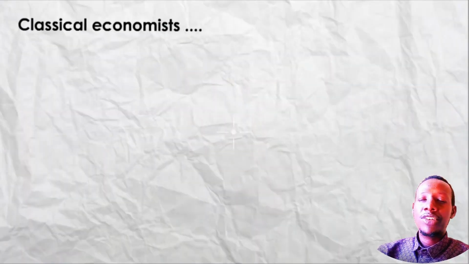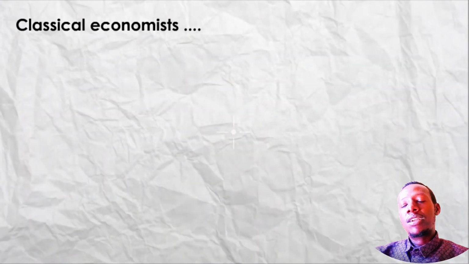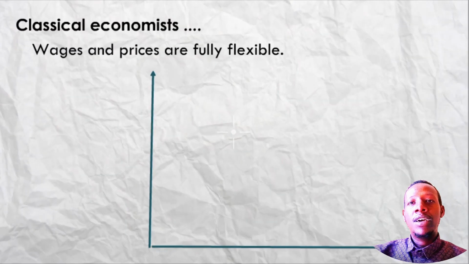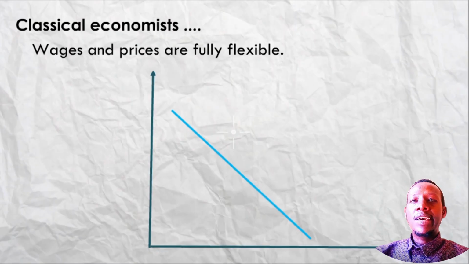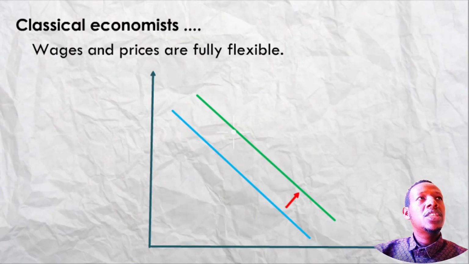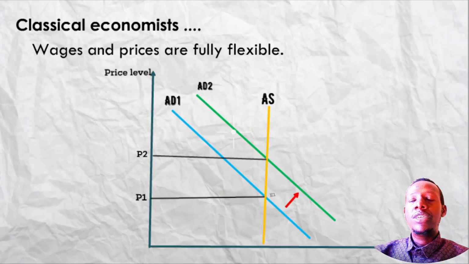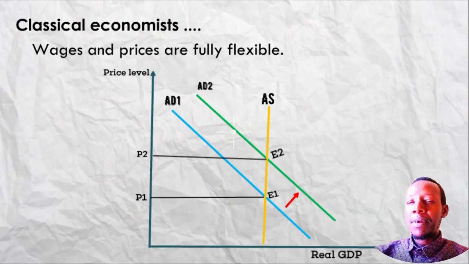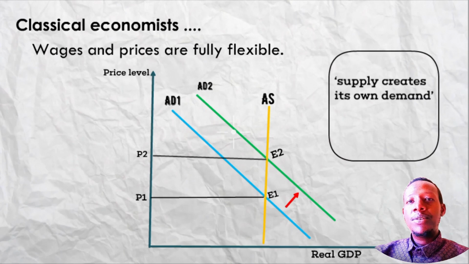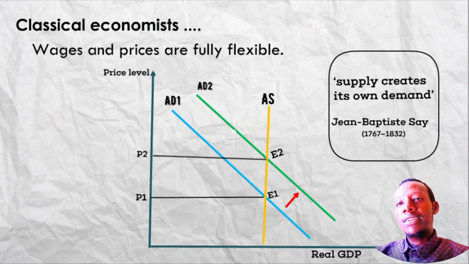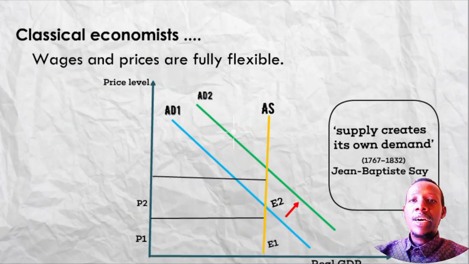The classical economists assumed that wages and prices are fully flexible, which results in a full employment level of output. Also, aggregate production would generate sufficient aggregate demand, and thereby Say's law would be satisfied. According to Jean-Baptiste Say, supply creates its own demand. In this theory, the level of aggregate output is constant at the full employment level, and the money supply determines only the price level.